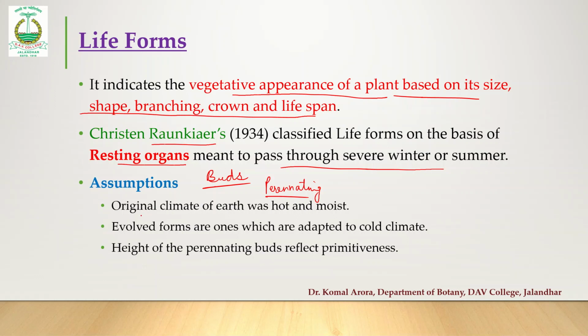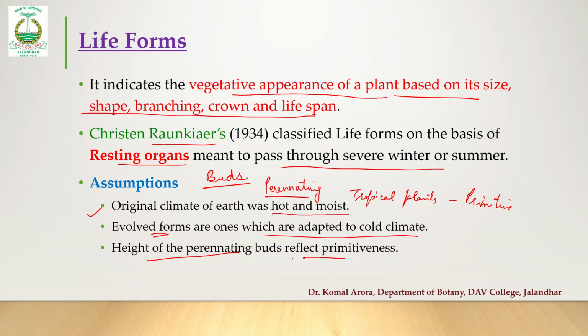Now, what were the assumptions he made? Whether a community should be called advanced or primitive, that was on the basis of his statement that the original climate of the earth was hot and moist. It means the plants which grow in the tropical areas, tropical plants, they are primitive. And the plants which are growing in the cold climate, they are the evolved forms. So this is the assumption he made. Whatever plants you observe in the colder areas, they are advanced, and what are observed in the tropical environments, they are primitive. Then height of the perennating buds, that also reflects primitiveness.